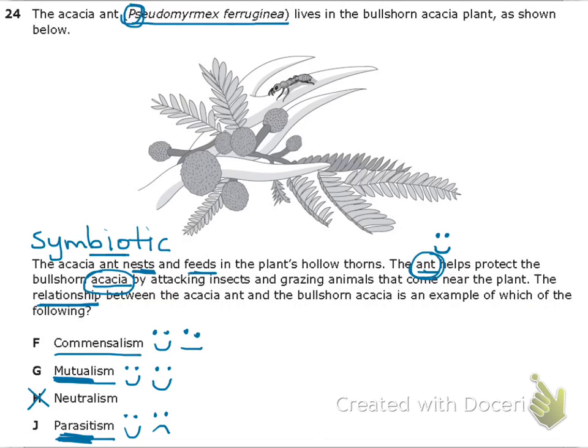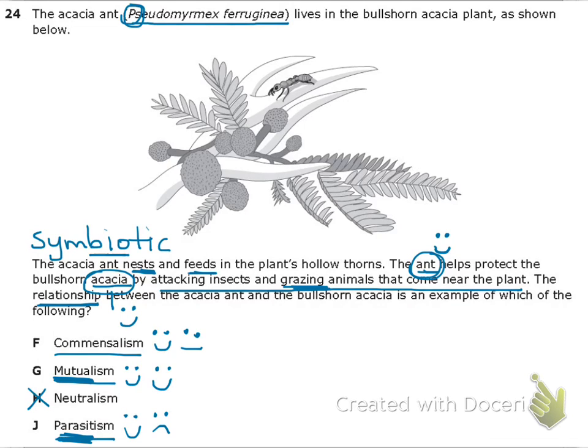The acacia, when you first look at it, you might think, well, the ant is feeding off of this organism, and so maybe it's being harmed because it's being eaten. However, it also says that the ant helps protect the acacia plant by attacking insects and grazing animals that come near the plant. A grazing animal would actually eat the whole plant. So the ant is protecting the acacia plant. So the acacia plant is getting a benefit from this relationship, and so it is also going to be happy about it. It's getting a benefit.